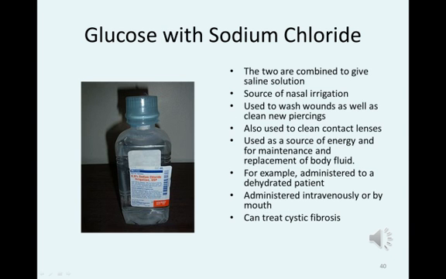Glucose with sodium chloride. The two are combined to give a saline solution. It's a nasal irrigation used to wash wounds as well as clean new piercings. Administered intravenously or by mouth and can treat cystic fibrosis.